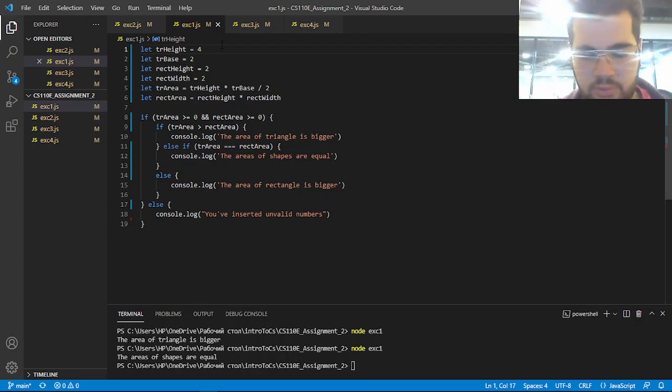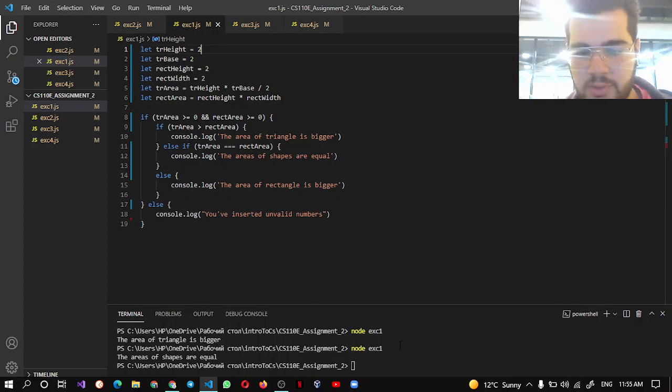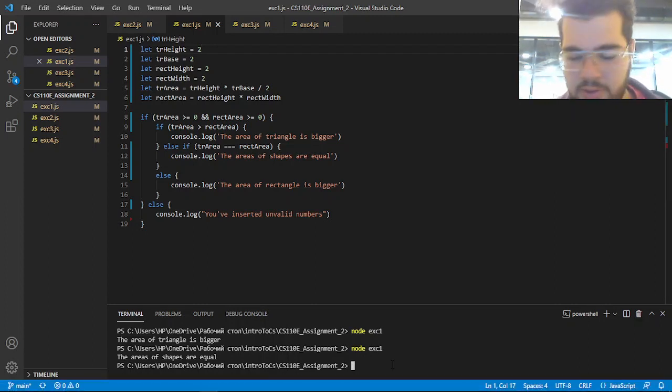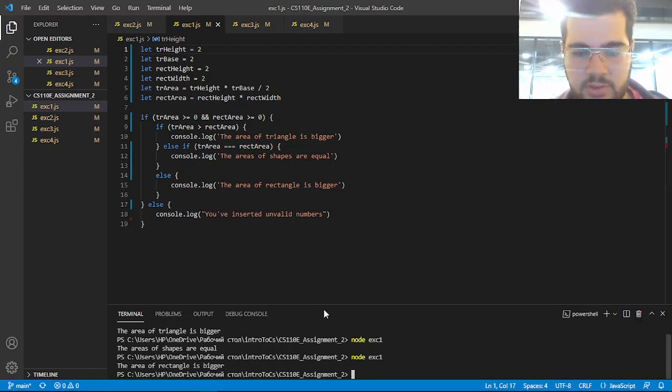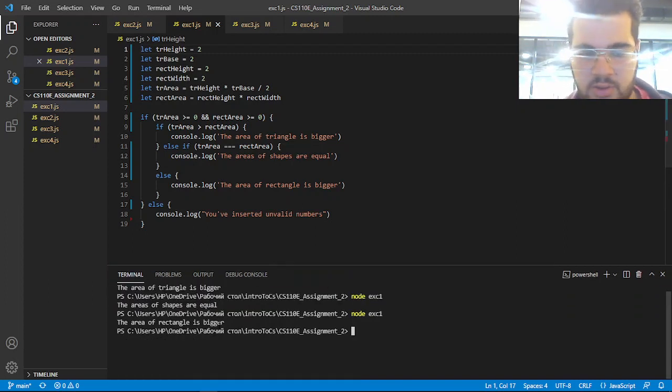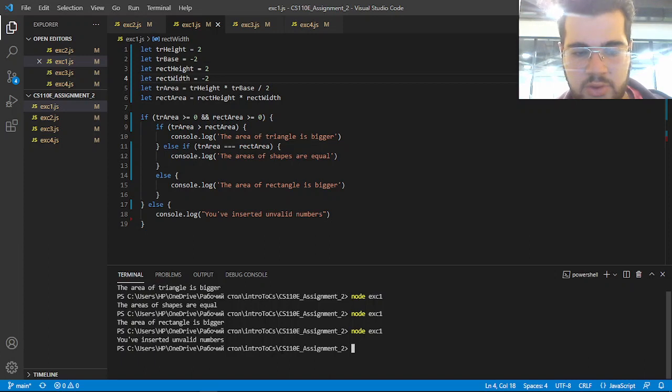And if I put 2 here, the area of the triangle will be less than the area of the rectangle. So while executing, the program will say that the area of the rectangle is bigger. If we put a minus on some values, it will show us that we inserted invalid numbers, so our program works fine and correct.